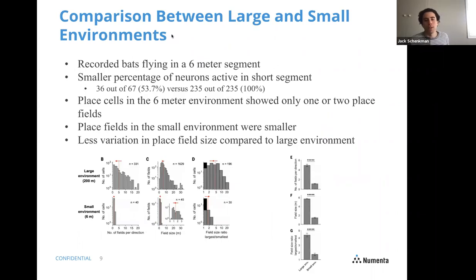So then they also wanted to assess how the behavior was different in large and small environments. In the small environments, they noted that a much smaller percentage of the neurons that they measured were active, basically. One thing I was struggling to understand as I was reading the paper was why there was such a large difference in the number of neurons recorded in the original large environment and this smaller 6 meter environment. One other thing to note is that the range of the field sizes in the small environment was much smaller than in the 200 meter long track.